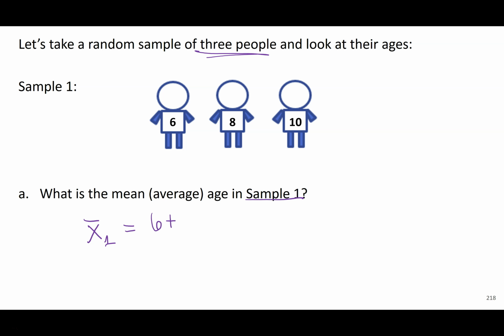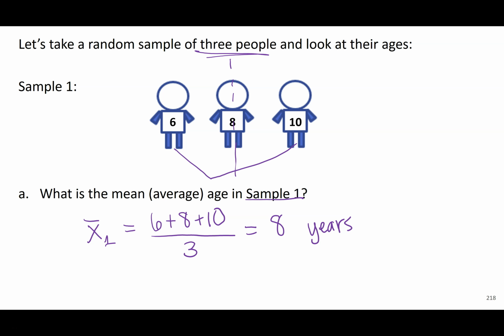So 6 plus 8 plus 10. This one divided by 3 is also fairly easy for me to calculate. It should come out to exactly 8 years. Think about it. 6 and then 10, average is 8. 8's smack in the middle. Should be what, 24 divided by 3 is 8.